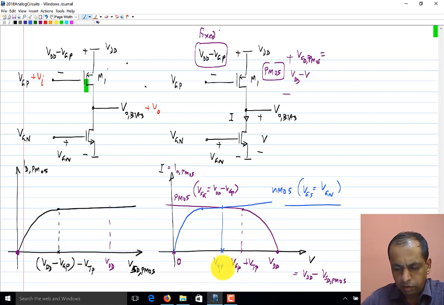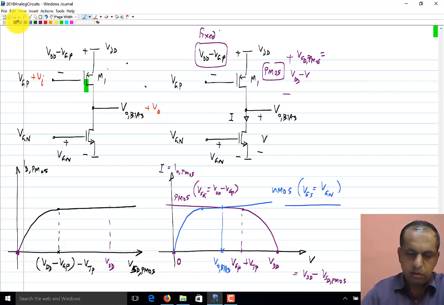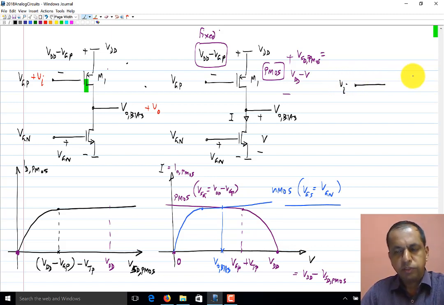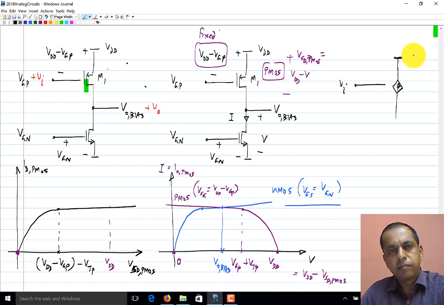This is VO bias, and as the input changes, if there is an increment Vi that is applied, we can get what happens by looking at the incremental picture. And that's again simple. In the incremental picture, we have only the incremental voltage Vi. The incremental picture of the PMOS transistor is like this.